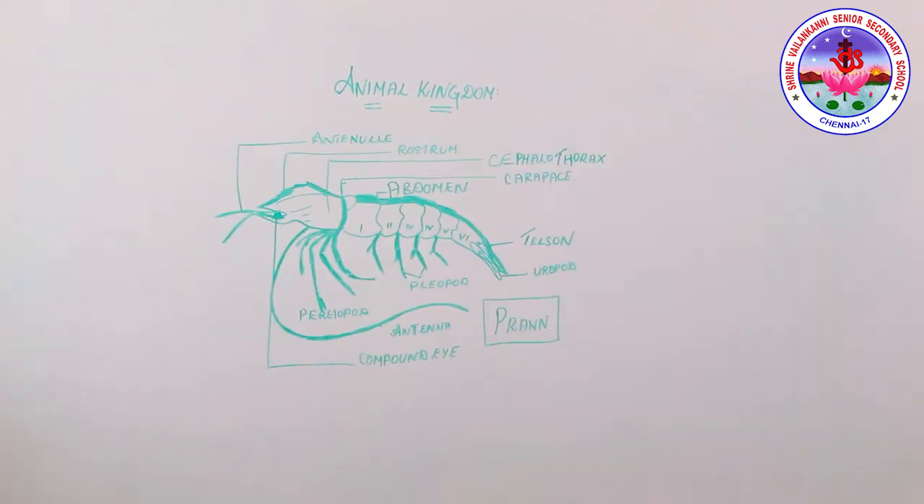The prawn belongs to the phylum Arthropoda and the class Crustacea. It is very familiar as nutritious and tasty food. There are different species of marine and freshwater prawn, and there are similarities among all the species in the internal and external structures. Now we are going to discuss the external features of the prawn.